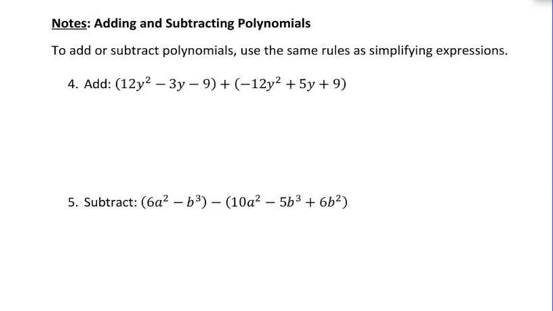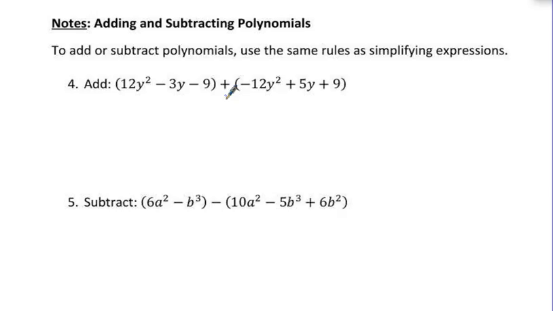I have found over the years several ways to do this, but I feel like this particular way that I will show you is going to be the best. I find students make the least amount of mistakes organizing this way. So we have 12y squared minus 3y minus 9. We're going to add the polynomial negative 12y squared plus 5y plus 9 to that.